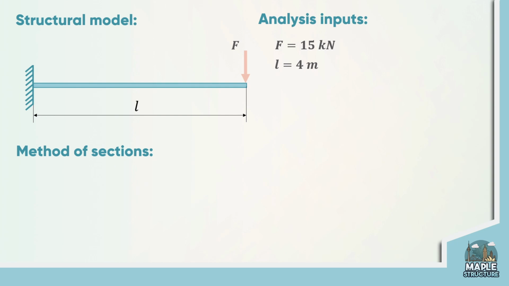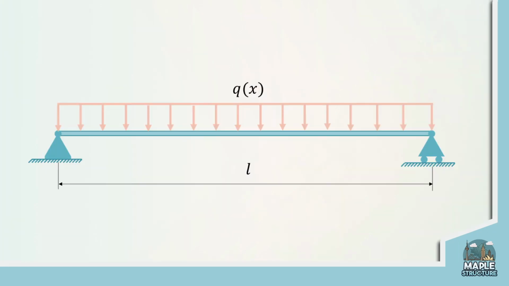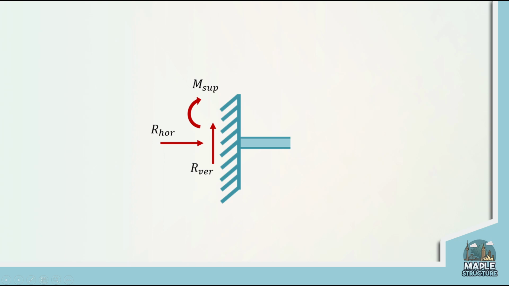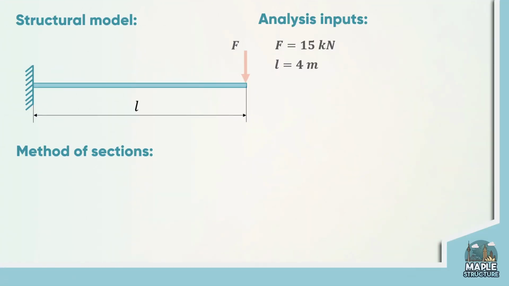Let's take a look at the structural model. It's just a 4 meters length beam, fixed on the one end and loaded with concentrated force on the other end with value of 15 kilonewtons. The analysis of this beam is way simpler if you compare it with a simply supported beam, for instance, just because we don't need to figure out support reactions. Here we have a fixed support, which generally gives us 3 unknown support reactions, one vertical, one horizontal, and one support moment, but we actually don't need to figure them out as we will be using the method of sections.